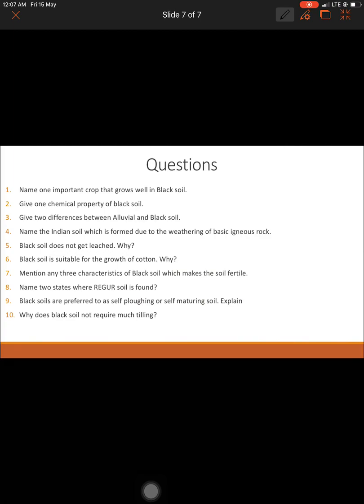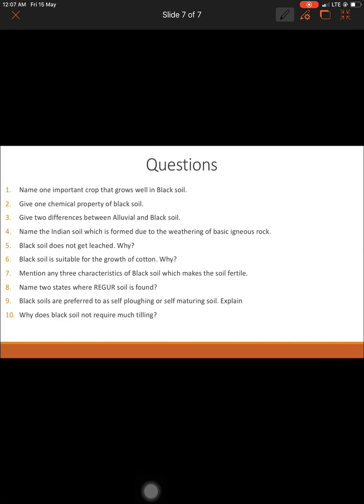Now here are a few questions for you to solve. Please ensure that you read the question very carefully and then answer what the question demands. For question number 3, differences between alluvial and black soil, you can talk about the differences related to their formation, how each is formed. You can talk about how one could be in situ and the other ex situ, or you can talk about any other characteristic, color, texture. Those can be your differences. So please read the question carefully and solve the question.